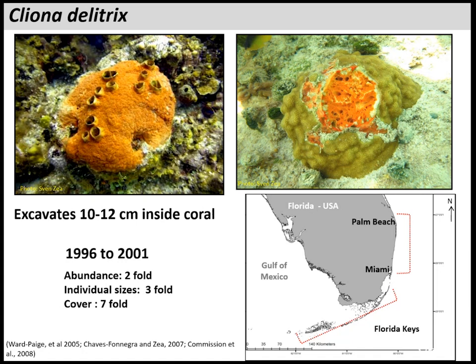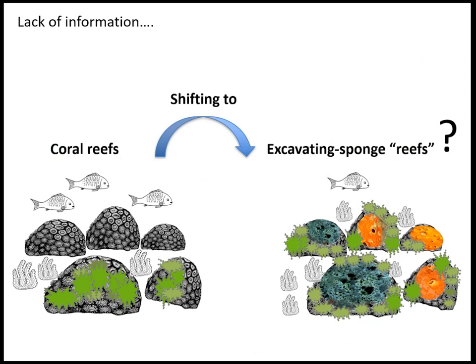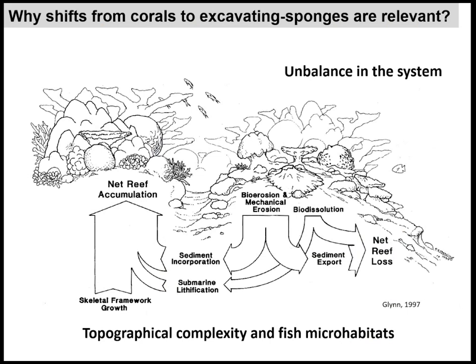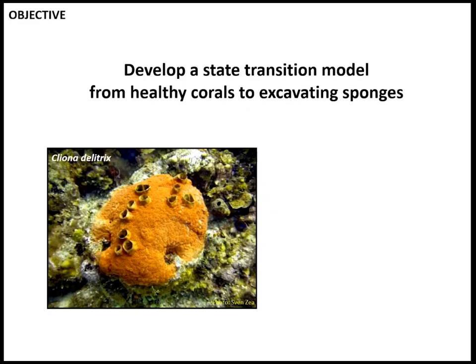So these species had an increase in the coral reef system in Florida Keys and the northern coral reef tract. And between 1996 and 2001, basically increased their abundances, individual sizes, and cover. So we wanted to know at some point how much these coral reef colonies, the builders of the reef, are shifting into excavating sponge reefs or shifting into that state. And to what level climate change might be influencing this shifting. So why we're interested in that is because as these sponges can bore and excavate the calcium carbonate, they basically decrease and unbalance the system and decrease the topographic complexity and the fish microhabitats. So the objective was to develop a state transition model from healthy corals to excavating sponges.